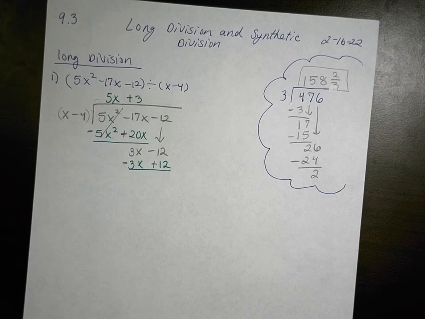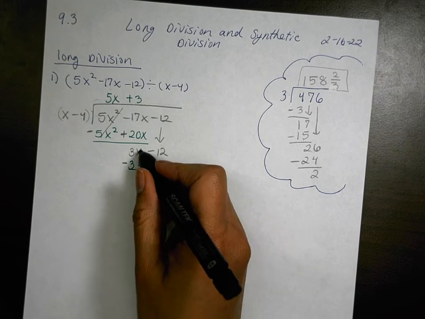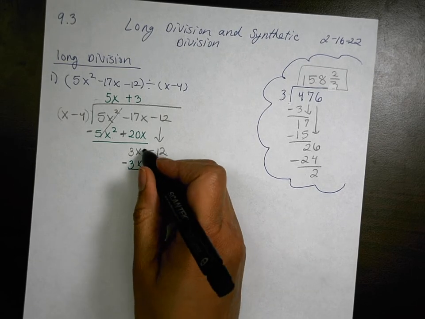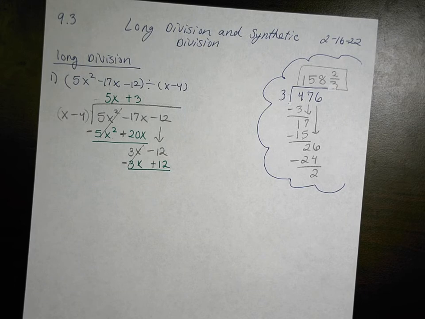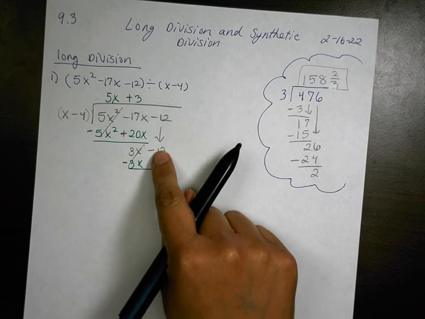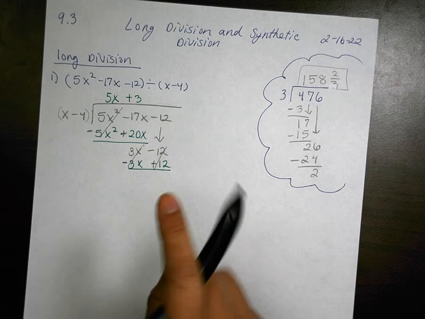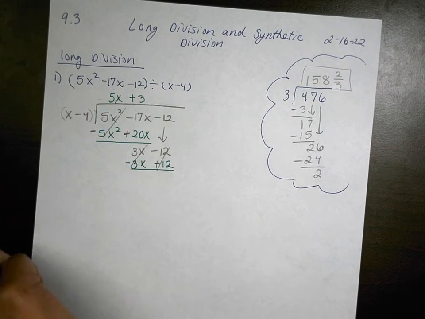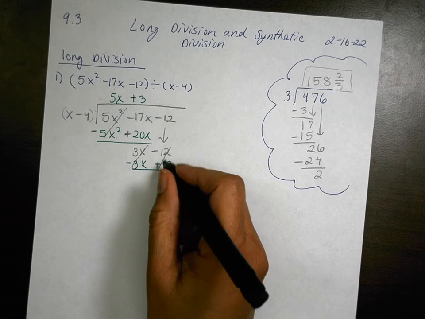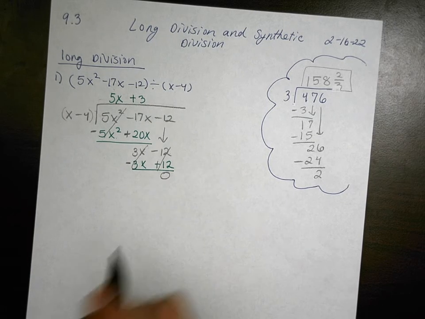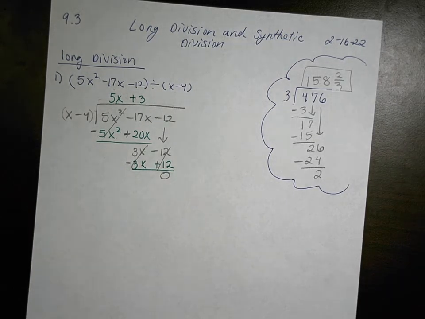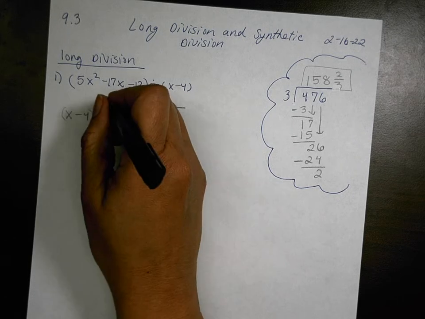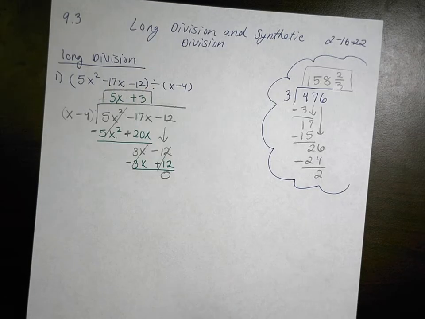What happens with these first terms? They should always cancel out. Anything else that cancels out is just bonus. Do these two terms also cancel out? That's just bonus. They don't always cancel out, but the first sets should always cancel out. What do I end up with here? That means my remainder is 0, which means 5x plus 3 is my answer.